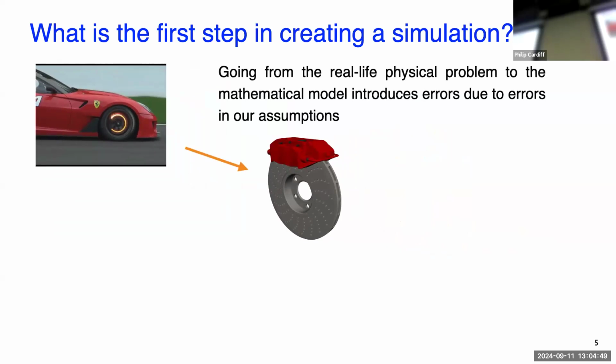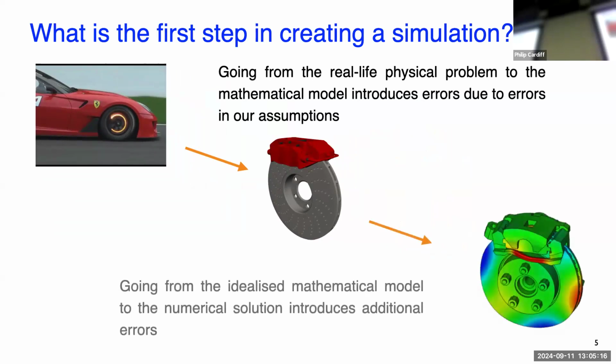Going from the real life physical problem to the mathematical model introduces errors and assumptions. For example, here, if this is the CAD of the brake discs and calipers, that might be some idealized geometry with perfect holes and circles. In reality, it'll have surface roughness, there will be manufacturing tolerances, the material may not be perfectly uniform, and there are many things that we have simplified out just by doing this step. It might still be a complex model, but we've simplified a lot out. That step going from real life to this idealization, that's creating the mathematical model. That introduces errors, and those errors are called mathematical modeling errors or modeling errors.